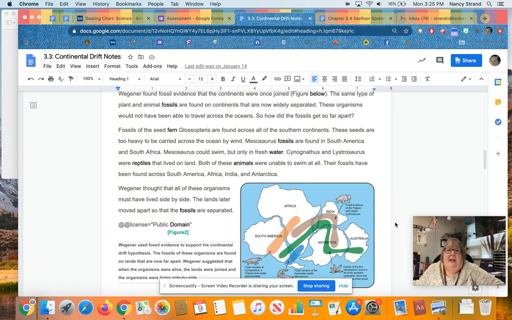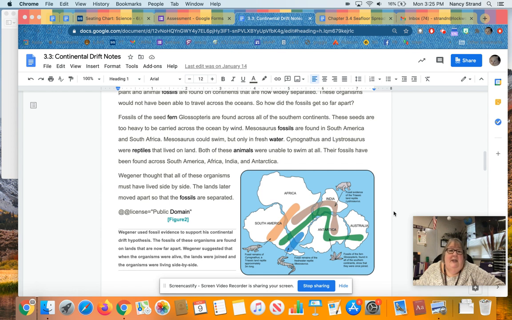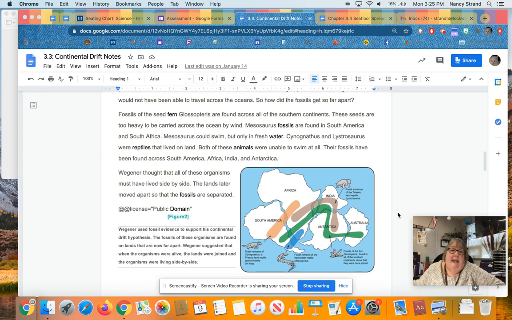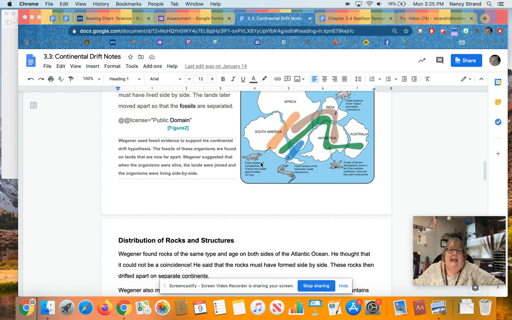Both of these animals were unable to swim at all, but their fossils have been found across South America, Africa, India, and Antarctica. Wegener thought that all of these organisms must have lived side by side. The lands later moved apart, and so the fossils were separated. And kids, you can see here the different colors show how the different organisms lived around on the different continents. But kids, there's only one that was on all five of those tectonic plates.